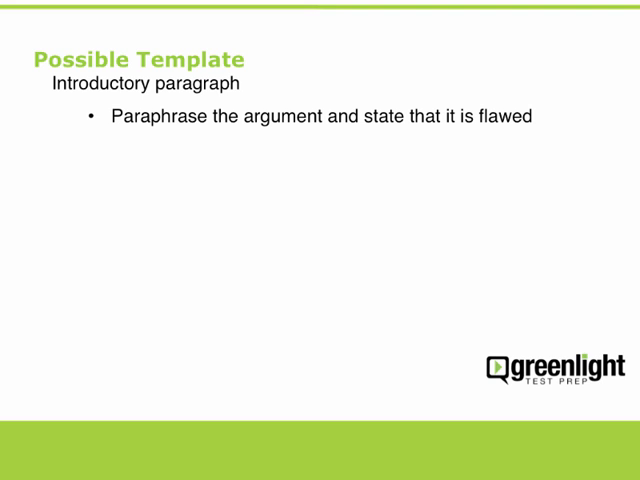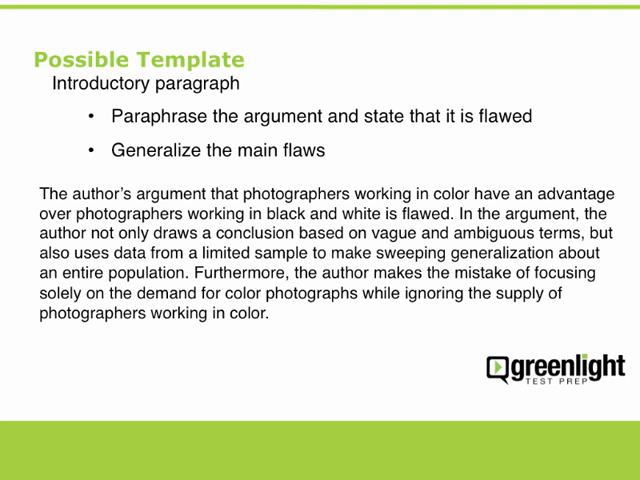Begin by paraphrasing the argument and stating that it's flawed. By paraphrasing the argument, you're showing the reader that you understand the basic structure of the argument. From here, the remaining sentences will generalize the main flaws so that later each flaw will be the subject of its own paragraph. So we might write something like this. Great. The reader now knows exactly where this essay is headed.